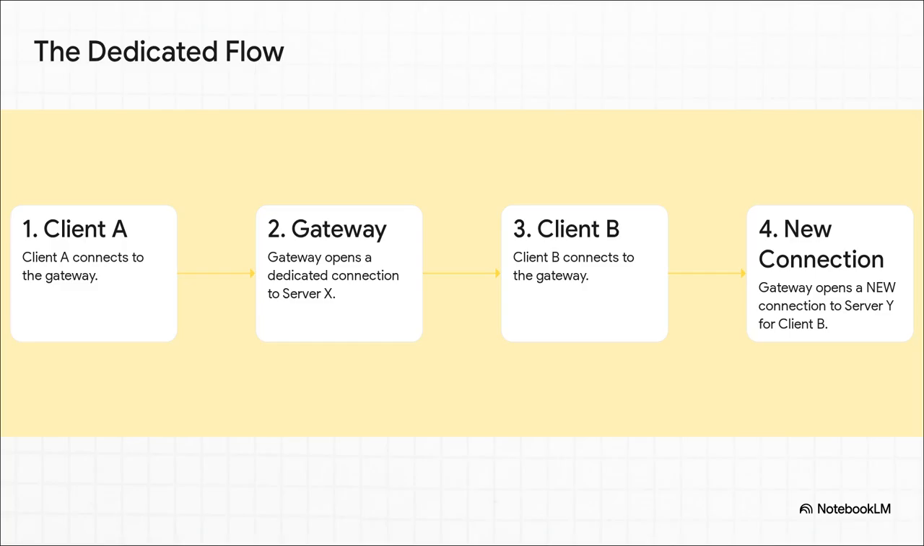So let's go back to our analogy. If the default setting is a shared highway, this new option is like giving every single car its own private road. Client A comes in and gets a dedicated road built straight to server X. When client B arrives, the gateway doesn't look for an empty lane. Nope. It builds a completely new, separate road to another available server, let's say server Y. This makes sure that client B's traffic never, ever touches the same TCP connection as client A's.